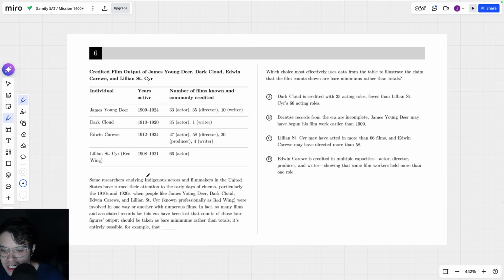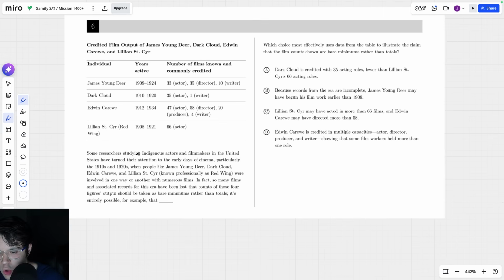Some researchers studying indigenous actors and filmmakers in the US have turned their attention to the early days of cinema, particularly the 1910s and 1920s, when people like these people were involved in one way or another with numerous films. So they want to look at the 1910s and 1920s when different indigenous actors and filmmakers were involved with films. In fact, so many films and associated records for this era have been lost that accounts of those four figures' output should be taken as bare minimums rather than totals.